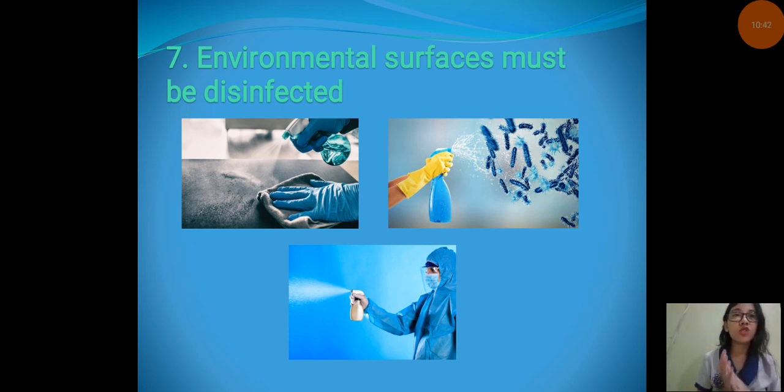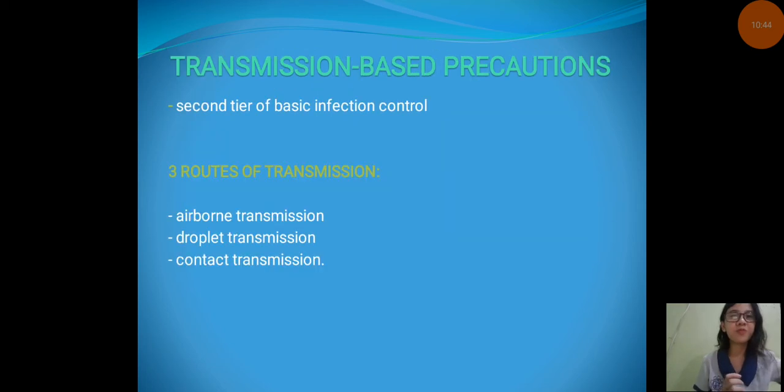Let's now move on to the transmission based precautions. So, transmission based precautions are the second tier of basic infection control and are to be used in addition to standard precautions for patients who may be infected or colonized with certain infectious agents, for which additional precautions are needed to prevent infection transmission. So, there are three routes of transmission. First is the airborne transmission, second is the droplet transmission, and third is the contact transmission.